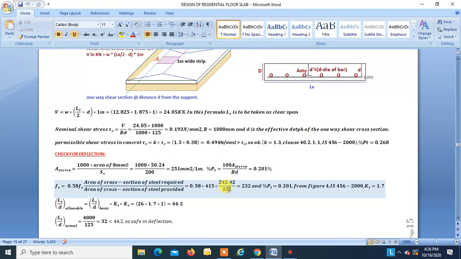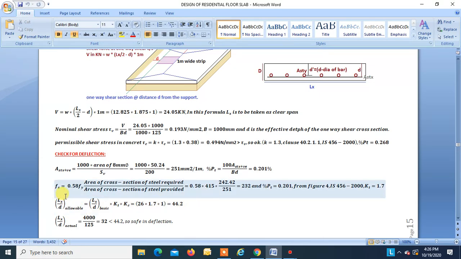242.42 divided by 251 is the provided. So that is equal to 232. So Fs is equal to 232 and PT is equal to 0.201. From graph 4 of IS 456, we get KT is equal to 1.7.